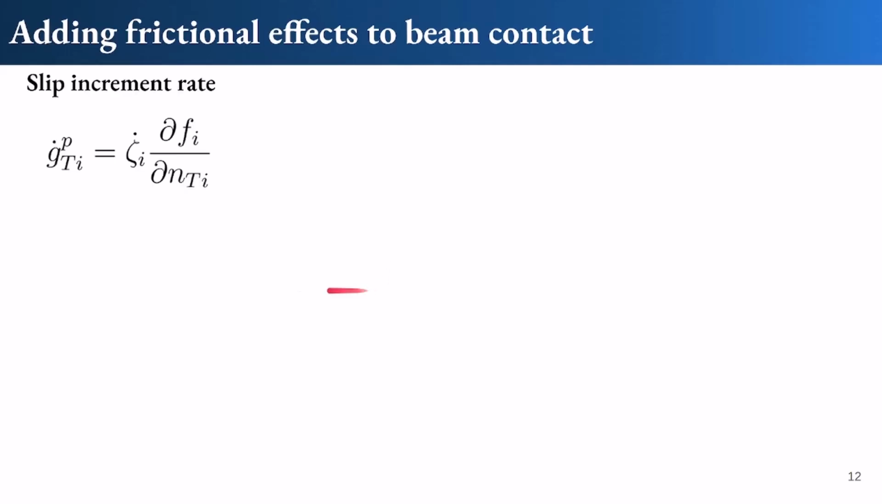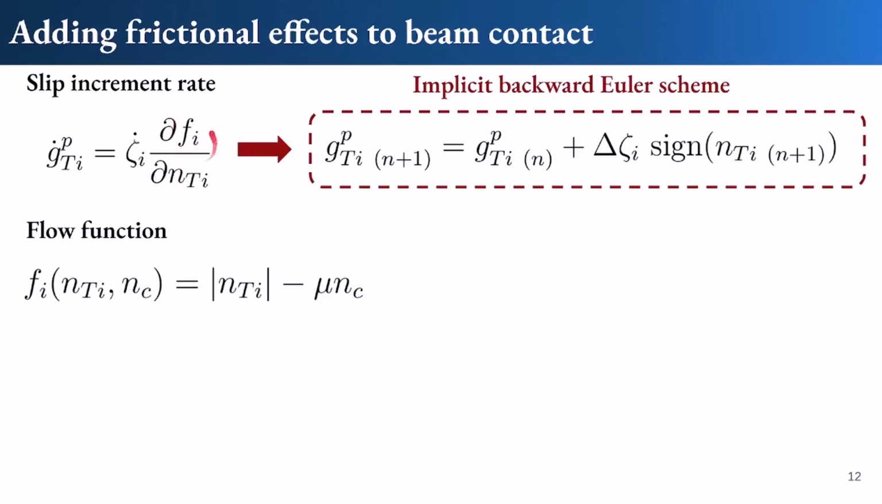So the slip increment rate used here is given by this formula right here, with the dot over the top of GT and zeta being the time derivative, and the flow function here, Fi, is given by this flow function right here. Now if we differentiate the flow function and use an implicit backward Euler scheme, we arrive at this formula. As you can see, it says that the plastic gap in the new time is equal to the plastic gap in the old time, plus delta t times the delta xi increment, multiplied by the sign of NTI, which is the frictional force itself in the new time. The sign of this quantity decides the direction of motion or the direction of sliding of the two beams.